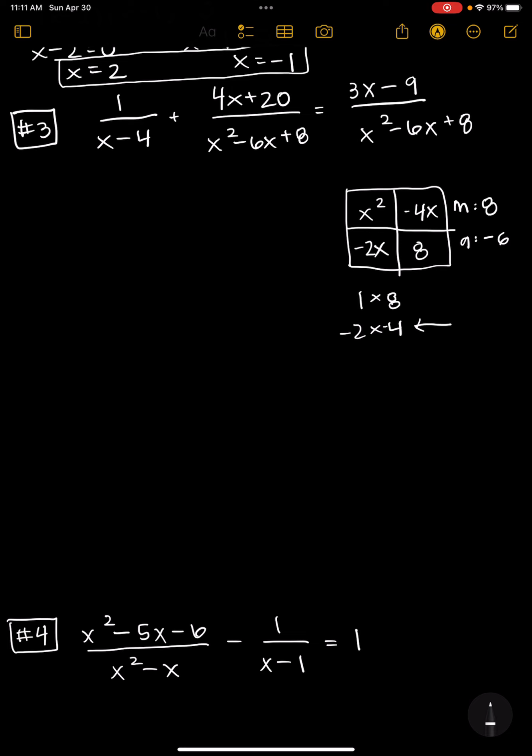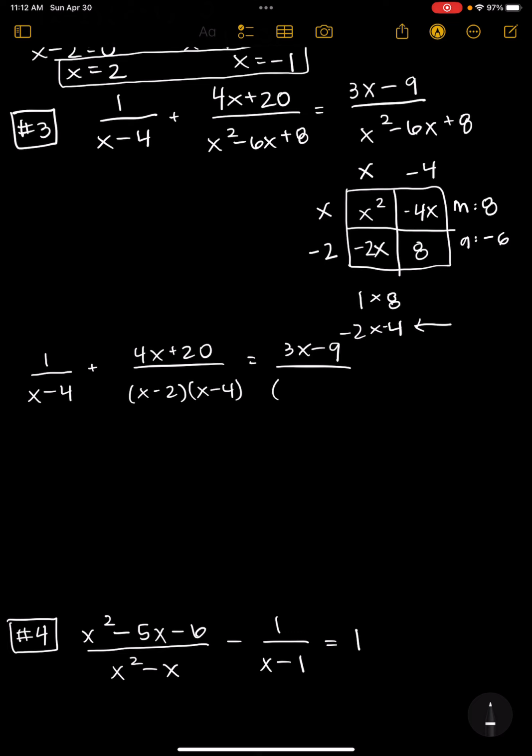Then let's factor. What do the bottom two boxes have in common? A negative 2. What do the top two boxes have in common? An x. Left two boxes have an x in common. Right two boxes have a negative 4. So your factors for that are x minus 2, x minus 4. So I'm going to rewrite it down here so that it's 1 over x minus 4 plus 4x plus 20 over x minus 2, x minus 4 equals 3x minus 9 over x minus 2, x minus 4.